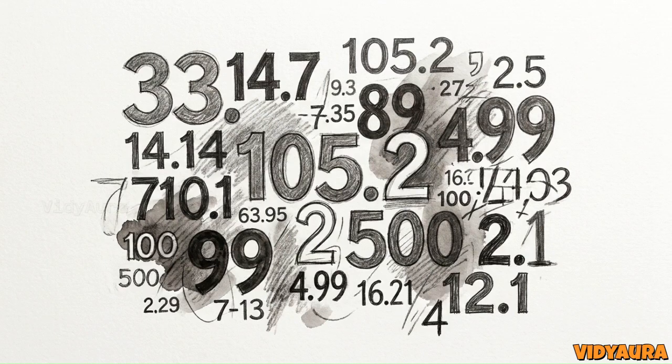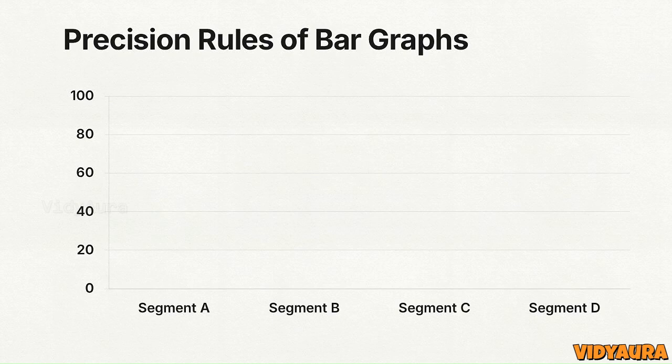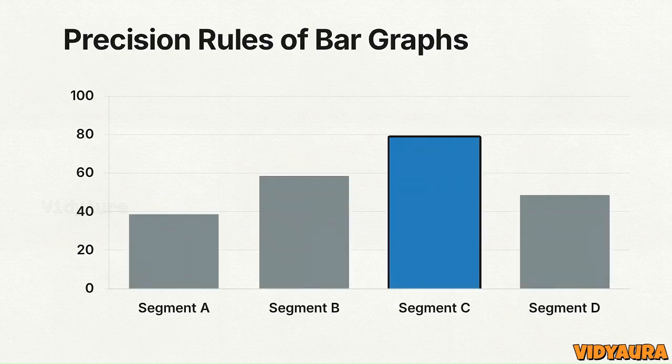When dealing with large or highly specific numbers, pictographs lose their utility, and we have to rely on a more precise tool. This chart is a bar graph. To maintain strict accuracy, a bar graph follows 2 requirements. The bars must be of equal width, and they must have perfectly equal gaps between them.